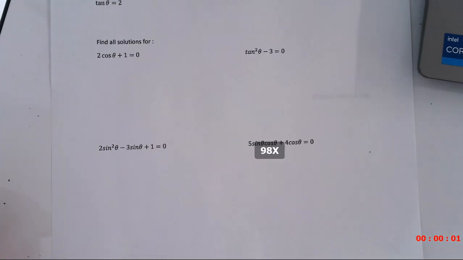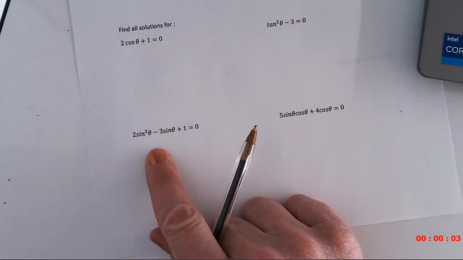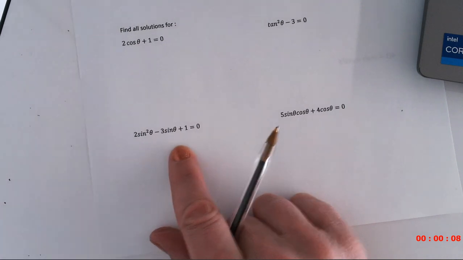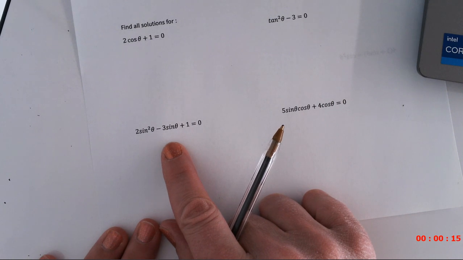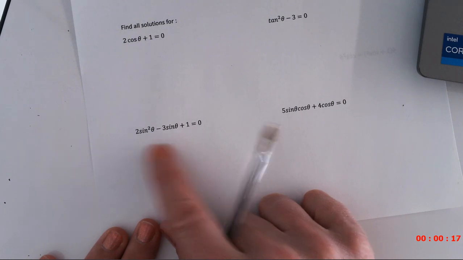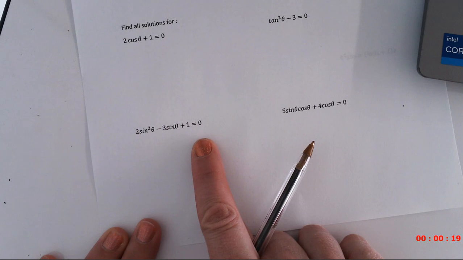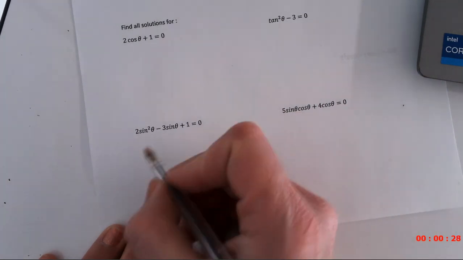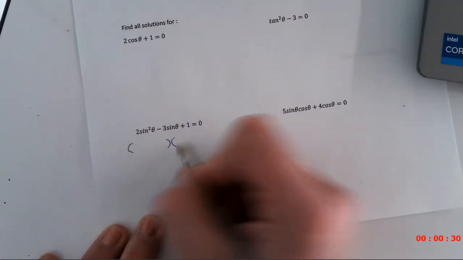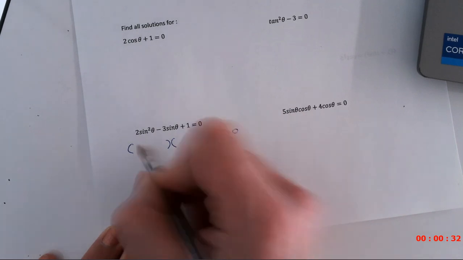All right, so we're going to work on the next two examples. So let's start with 2 sine squared theta minus 3 sine theta plus 1 equals 0. I want to have an expression with just a trig function equal to 0. Any ideas what kind of form this looks like? Thoughts about how I could deal with this? It looks like a quadratic, doesn't it? It very much looks like a quadratic, so maybe we can factor it.